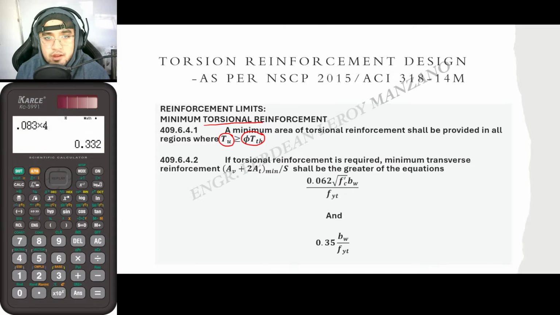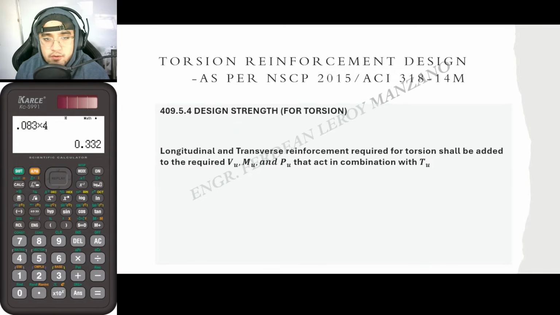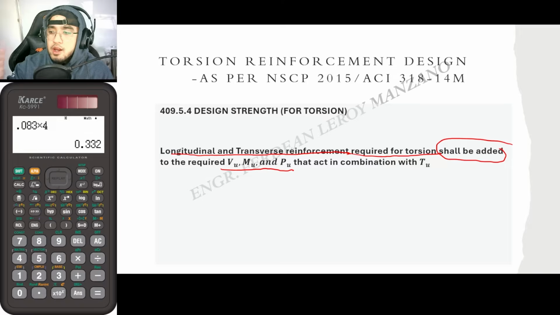we now need to design the torsion reinforcement. So for the design of torsion reinforcement, take note that the longitudinal and transverse reinforcements required for torsion shall be added to the required VU, MU, and PU. So meaning that, for example, for your SRB, you have designed 4 rebars only. Then according to, let's say, your torsional design, you have solved for 2 rebars. So you would be adding those 4 plus 2, so meaning that you need 6.